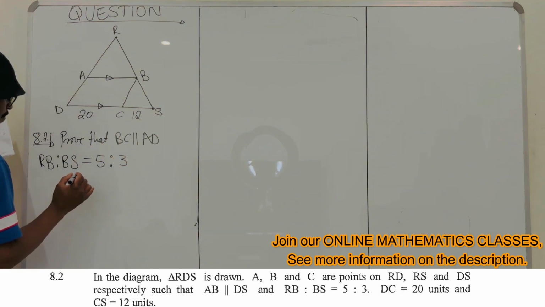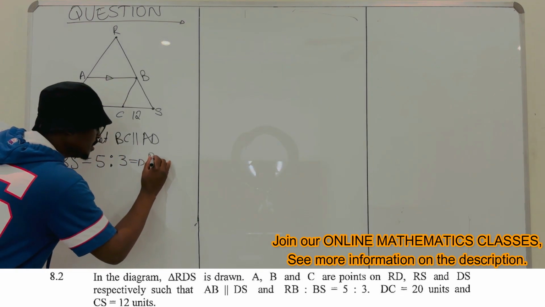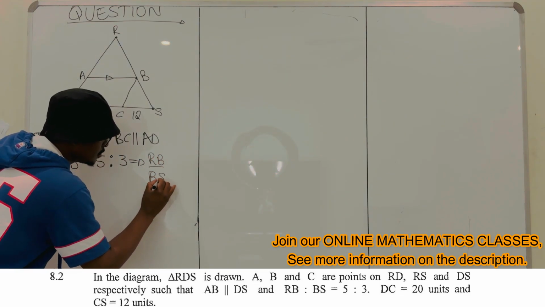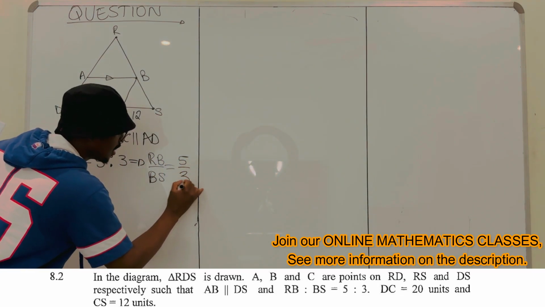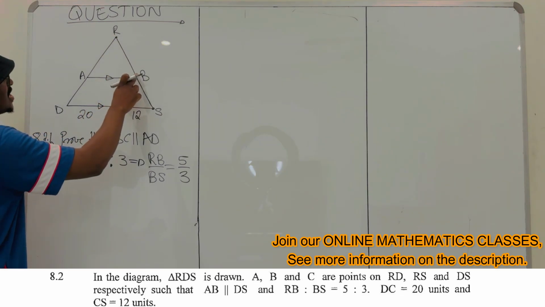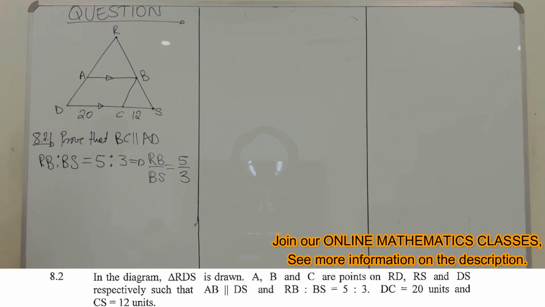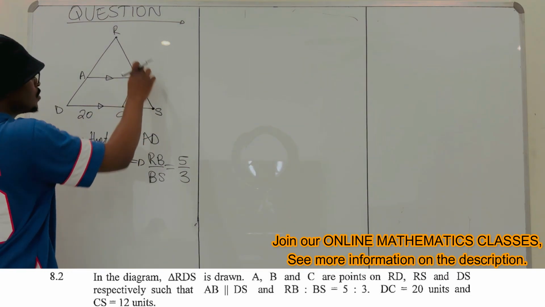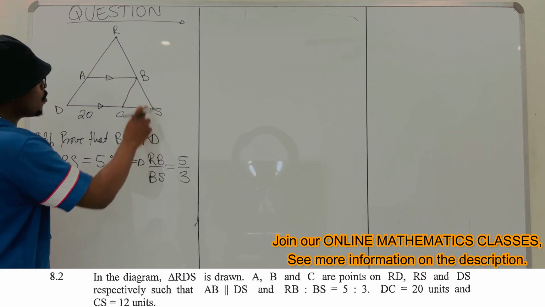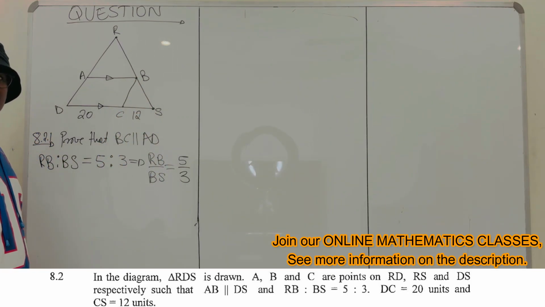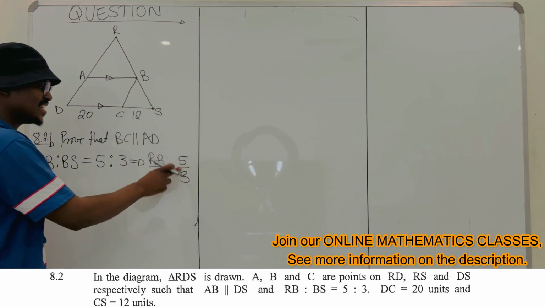So what does this mean in a mathematical sense? They're saying RB over BS is equal to 5/3. Which means if you take the length of RB and divide it by that of BS, the answer that we will get is 5/3. Now, the question becomes, is RB equal to 5 units? Not in general, not always true. Is the length of BS 3? Not in general, right?